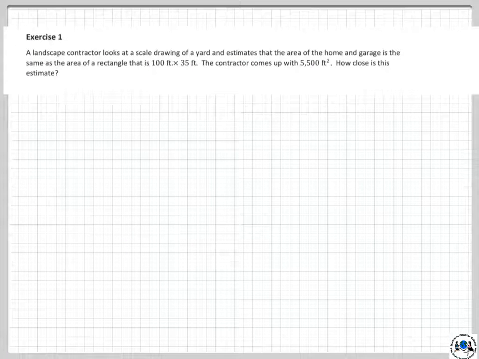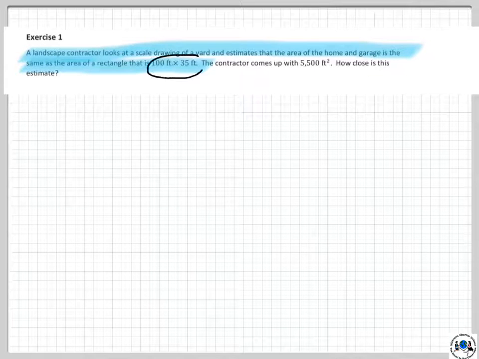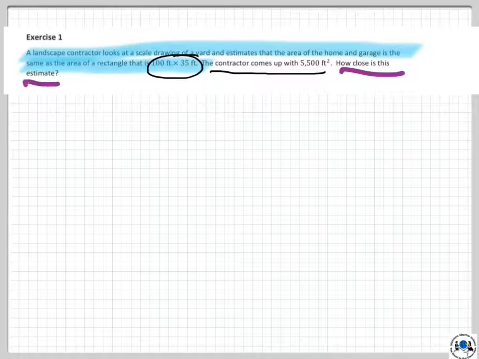Okay, here's exercise one. It says here, a landscape contractor looks at a scale drawing of a yard and estimates that the area of the home and garage is the same as the area of a rectangle that is 100 by 35 feet. The contractor comes up with 5,500 feet squared. How close is this estimate? This is a really silly problem, I think, but I'm just going to go over it.